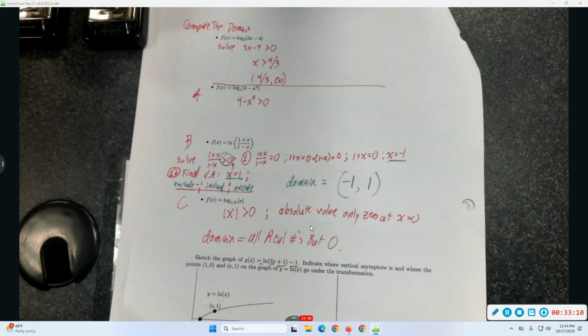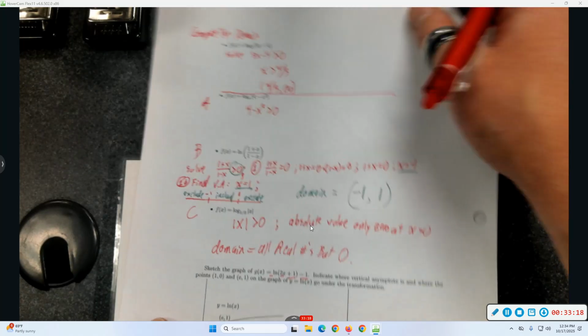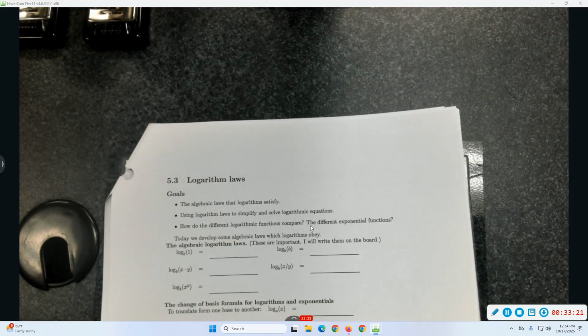Cool. So I'm not going to do that. Think about graphs of functions. There are a few web books where you'll think about graphs of logarithms after transformations. Instead, let's do some logarithmic laws.